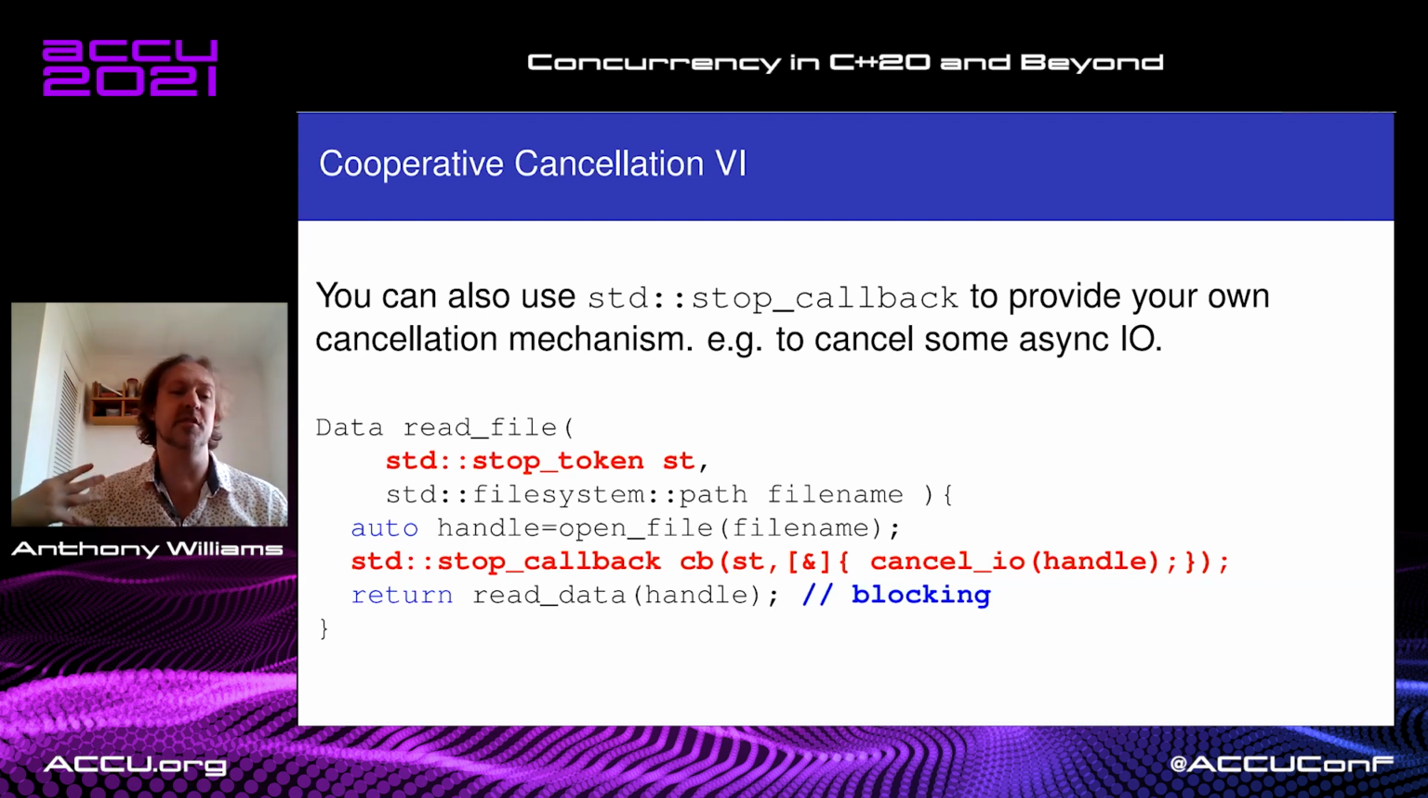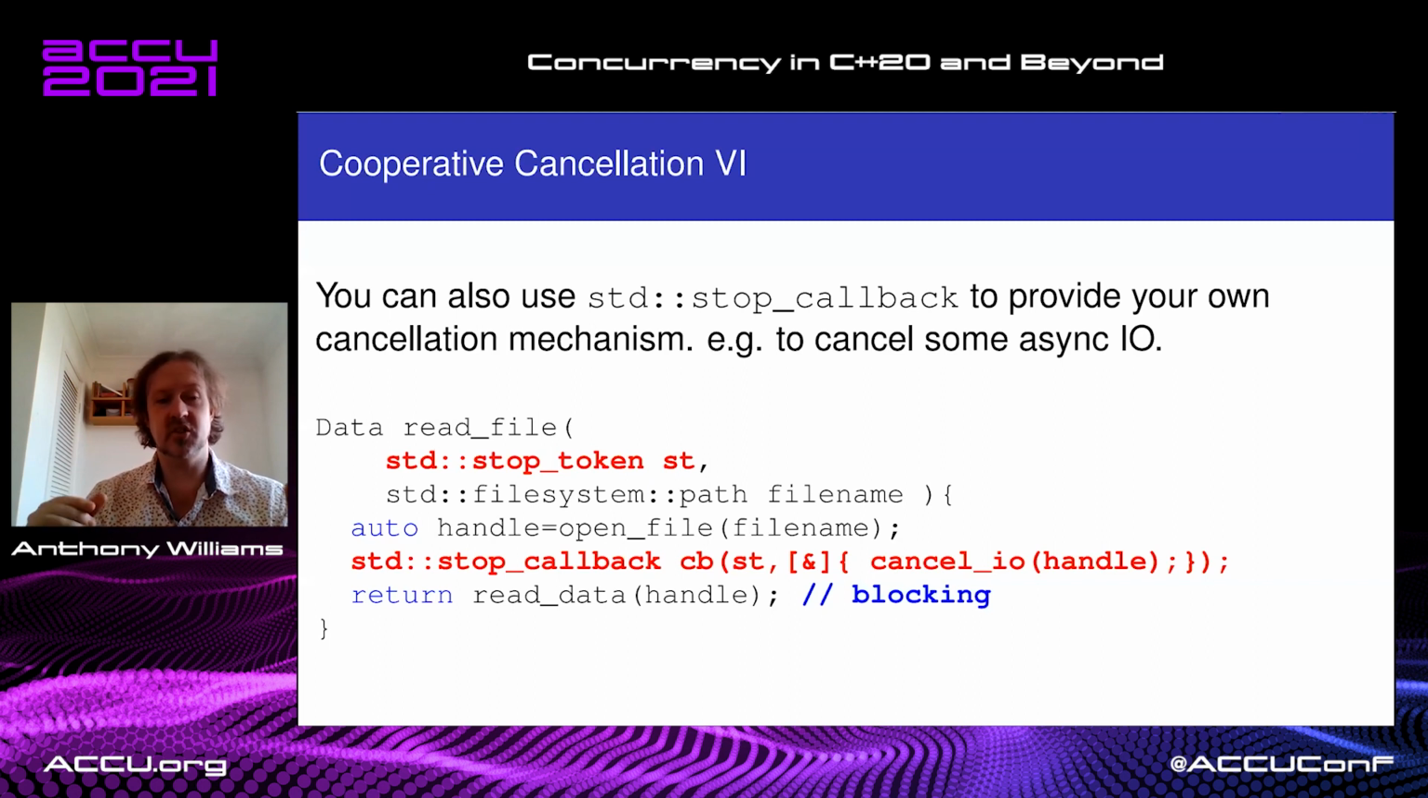So when another thread says stop, it will call this callback and issue the cancel IO call and interrupt that read data call, which then will return quickly. And then obviously you can process that later. In this case, it just returns the partially read data, presumably. And then you can check the stop token to see, well, did I read only partial data because I was requested to stop, or was there some other issue?